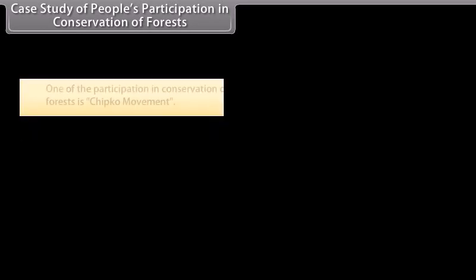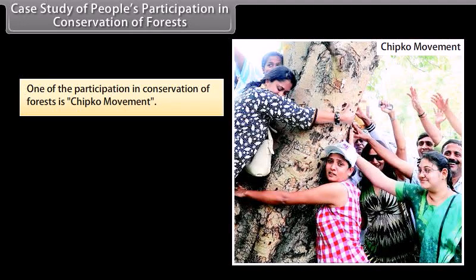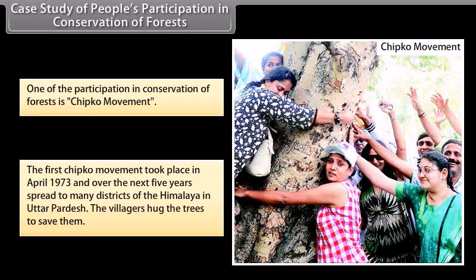Case study of people's participation in conservation of forests. One of the examples of participation in conservation of forests is the Chipko movement. The first Chipko movement took place in April 1973, and over the next 5 years it spread to many districts of the Himalaya in Uttar Pradesh. The villagers hugged the trees to save them.